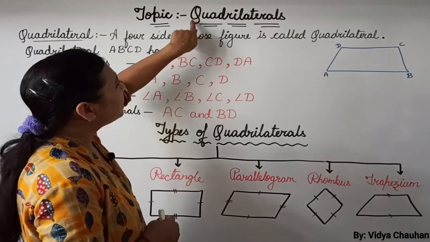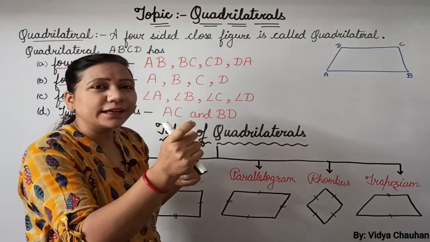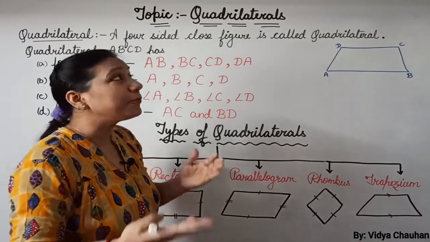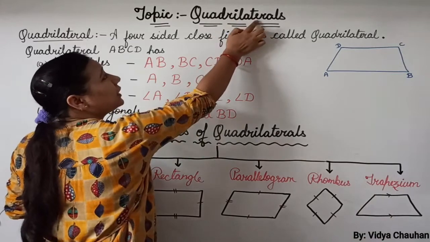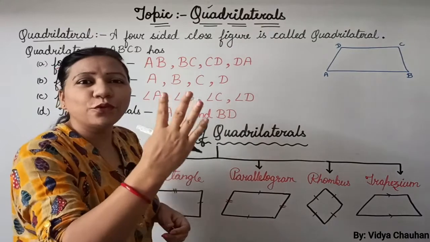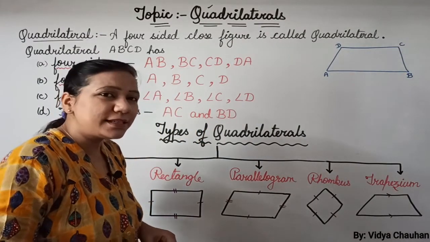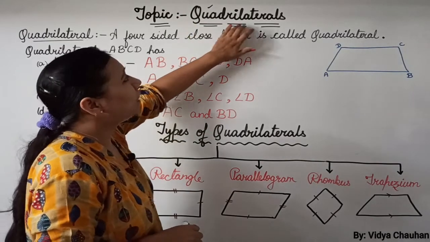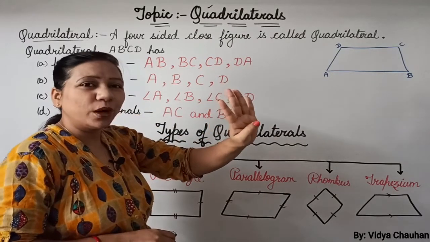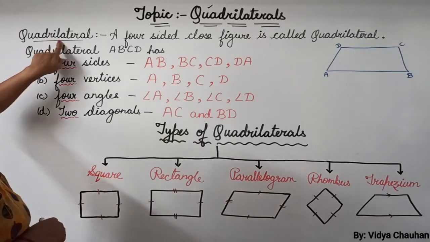Now, you remember that in triangle it was tri plus angle, which means a shape that has three angles is called a triangle. Similarly, what does quadrilateral mean? The word quad means four. So when there are four sides, four line segments, then it is called a quadrilateral. Quad means four. Tri means three. So let us discuss the very first thing, the definition of quadrilateral.